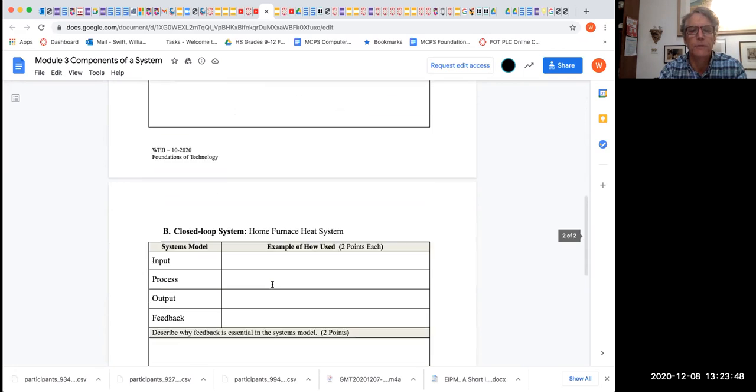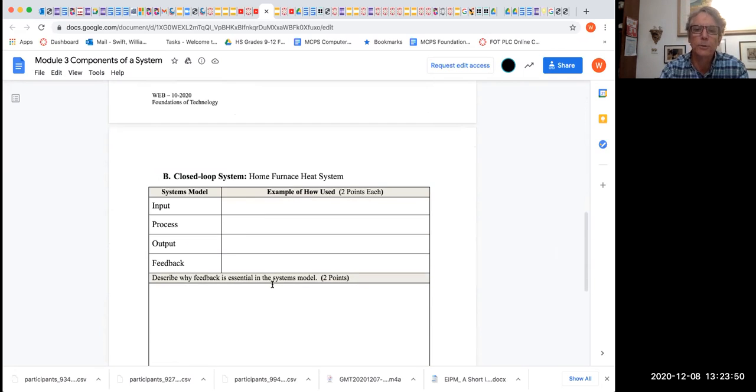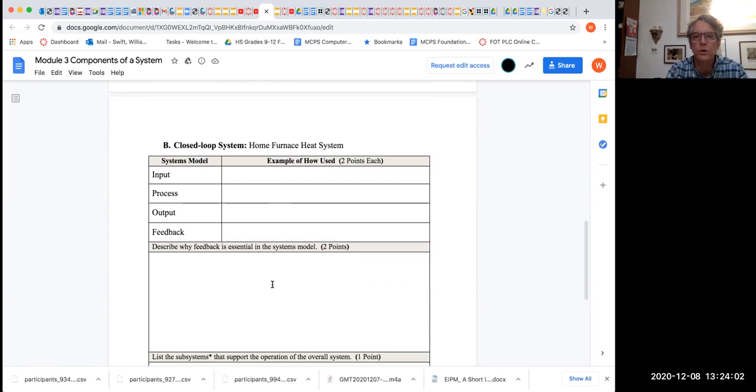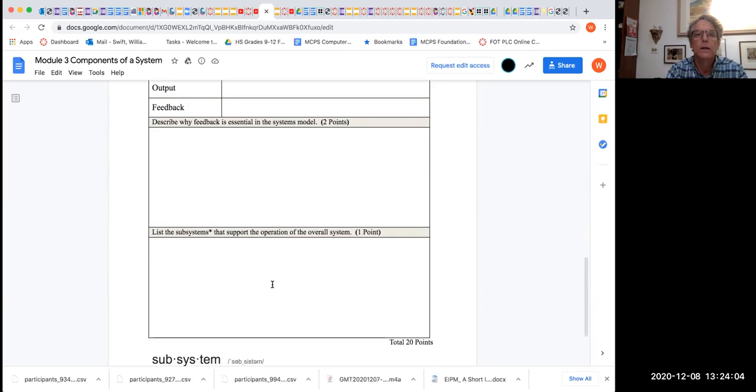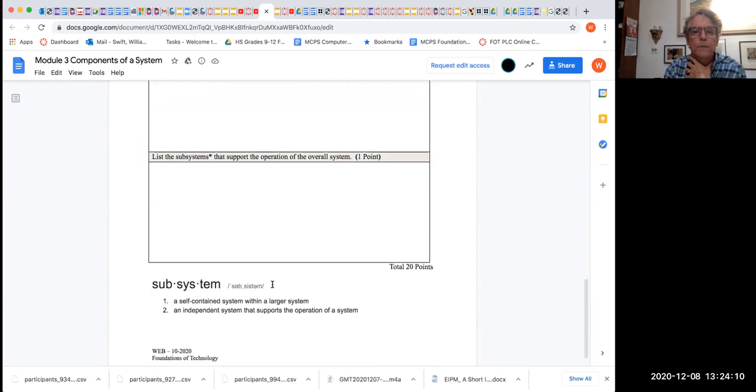List the subsystems. Next, a closed loop system. Home furnace heat system. What's the input? What is the process? What is the output? What is the feedback in this system? Describe why feedback is essential in the systems model. List the subsystems. What support of the operation of the overall system?